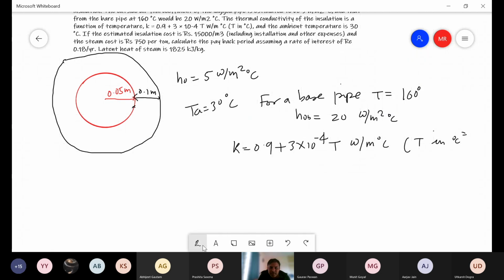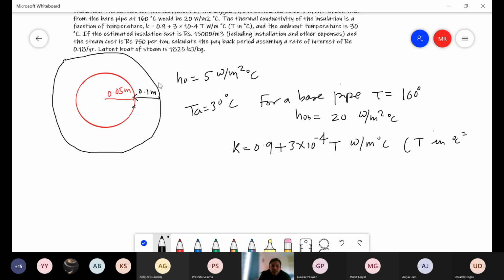Now what is happening is the steam is flowing through this inside pipe, isn't it? Because of heat loss, what will happen? This steam is going to get condensed, isn't it? If the steam is going to get condensed, then 1 ton condensed is going to cost money equal to 750 per ton.